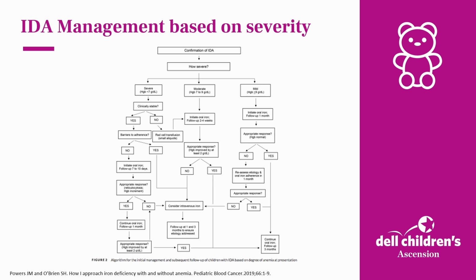So this is just an algorithm of how frequently you should be seeing the patient and how long you should be treating the patient with iron based on severity of the anemia. This comes out of Jackie Power's very nice paper from 2019 that I've cited throughout this talk. And it just shows you, of course, if they have a more mild anemia, you could consider seeing them in 3 to 4 weeks, but really treating all of these patients for 3 months is what is recommended.